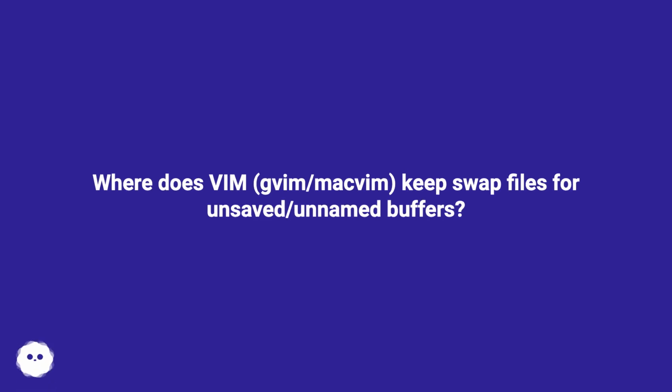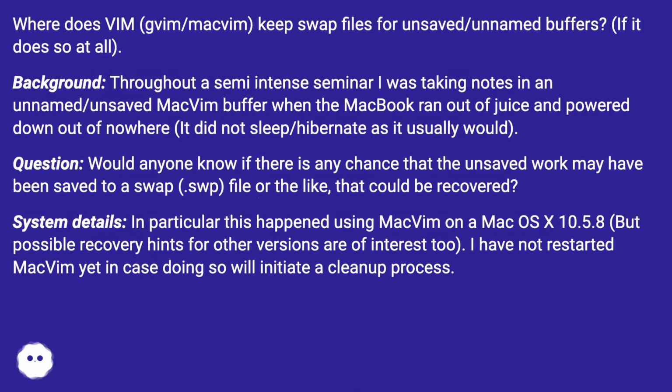Where does Vim, GVim/MacVim, keep swap files for unsaved/unnamed buffers? If it does so at all.